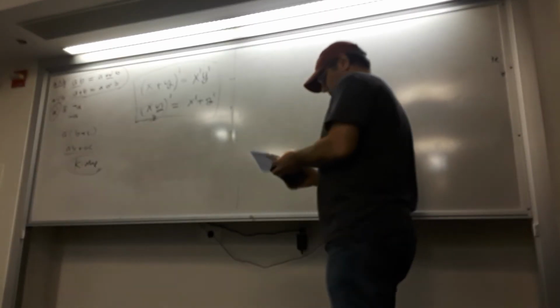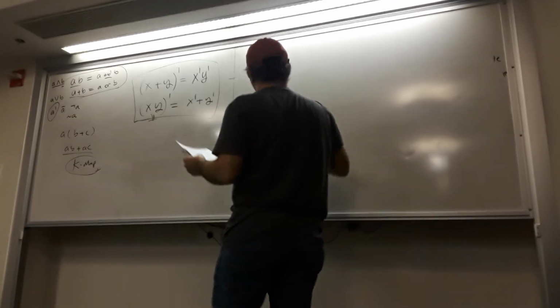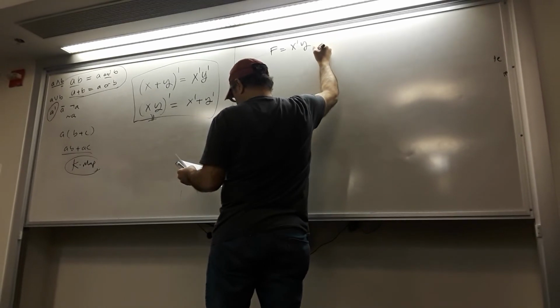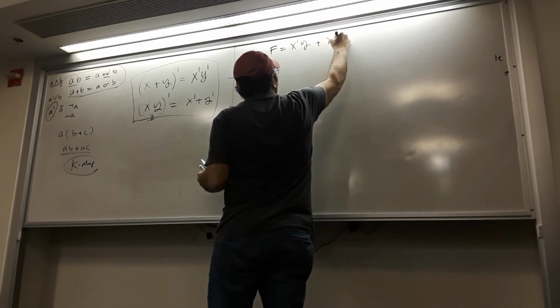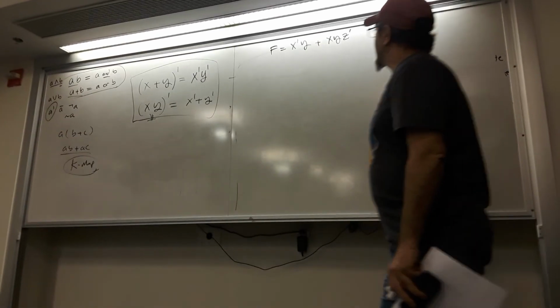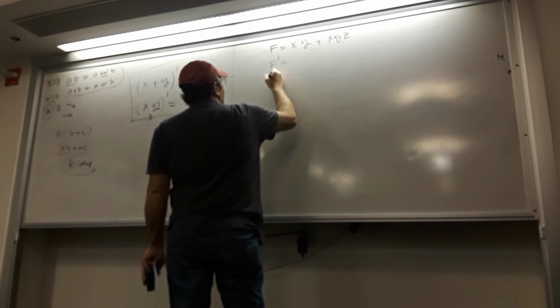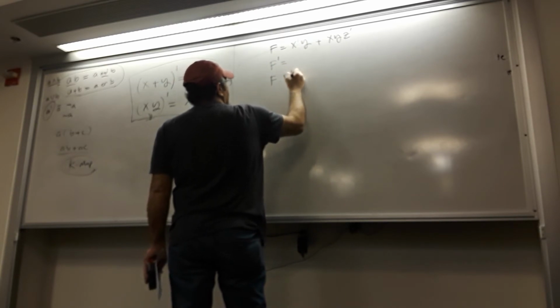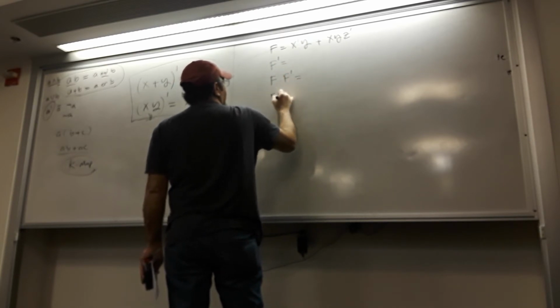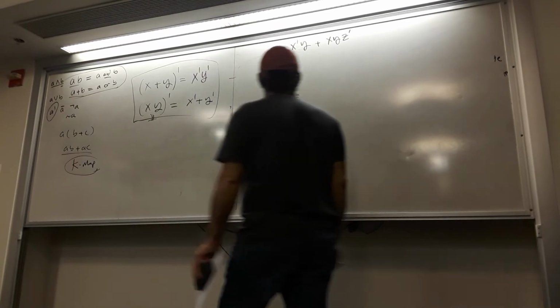All right. I just put everything. I'm very organized. Look at that. All my stuff is here. So the function is x not y plus xy not z. This is the function. I want you to find not f, and f, not f and f, not f or not f.